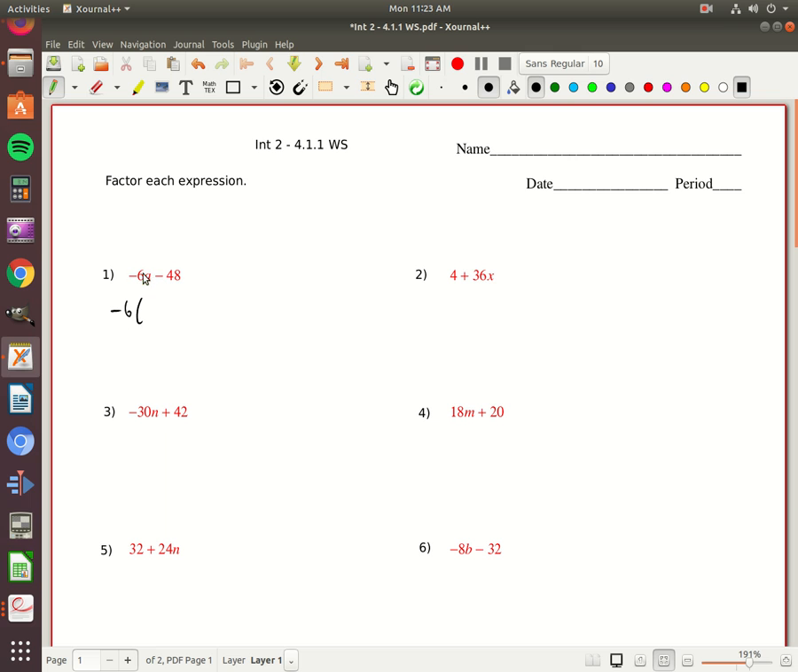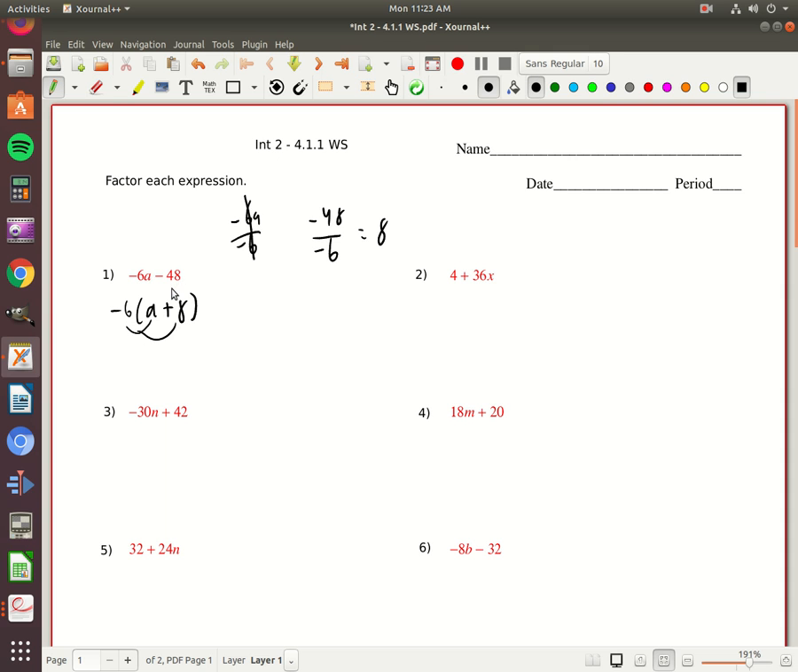Now, if I divide negative 6a by negative 6, think about it. What's left is just an a. And if I divide negative 48 by negative 6, a negative divided by a negative is positive. 48 divided by 6 is 8. So this is what I'm going to be left with. Now, the way you can check your answer is you can distribute to see if you get right back.